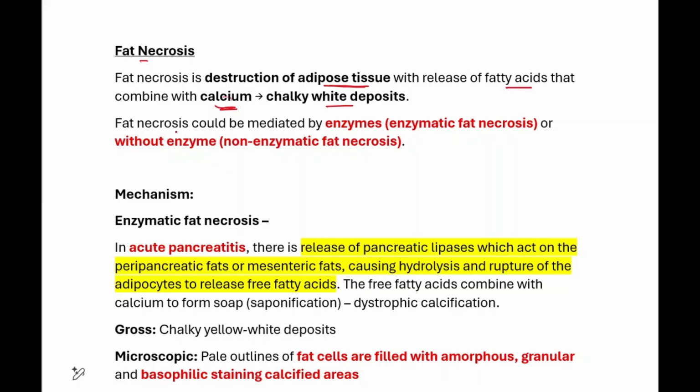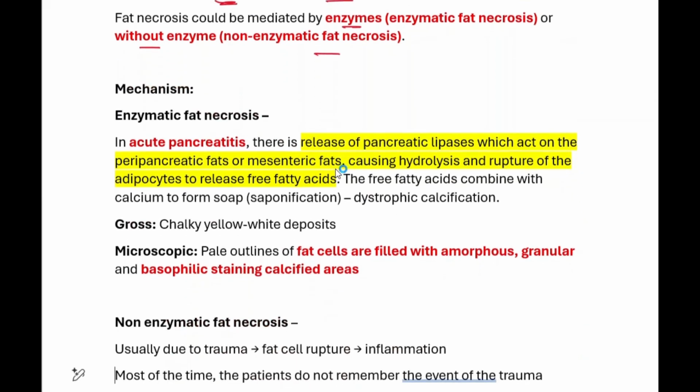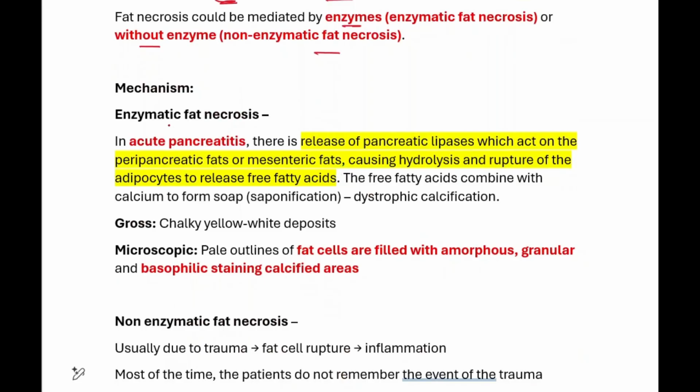When we look at the mechanism of fat necrosis, it could be guided by enzyme. If an enzyme is involved, we call it enzymatic fat necrosis. And if there's no enzyme, it's referred to as non-enzymatic fat necrosis. So let's start with enzymatic fat necrosis, which is seen classically in acute pancreatitis.